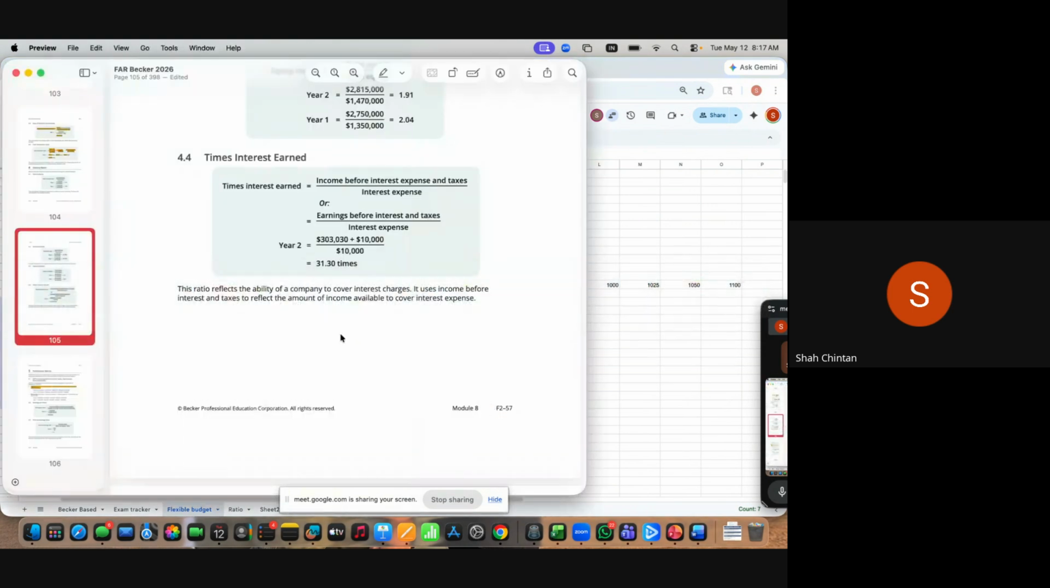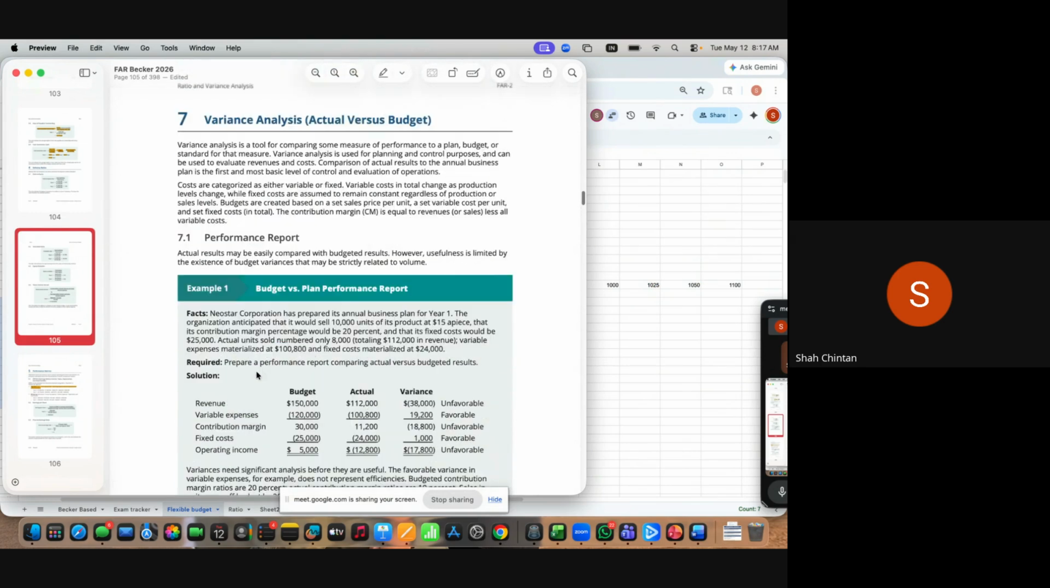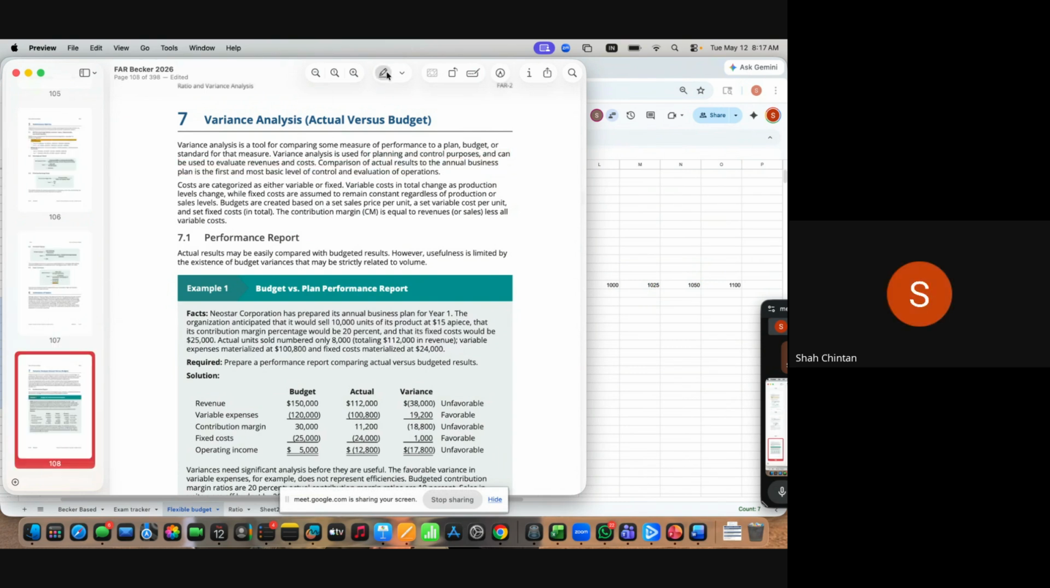चले बुक पे कोई क्वेश्चन कॉन्सेप्चुअली यहाँ तक? चले जी. Okay, let's read through क्या बोलता है. Variance analysis. The purpose of the flexible budget is to help management see your actual performance versus your budget performance. So variance analysis is a tool for comparing the measure of the company's performance to a plan, budget or a standard. Variance is used for planning and control purposes and can be used to evaluate the revenues and the cost. Comparison of the actual results to the annual business plan is the first and basic model.